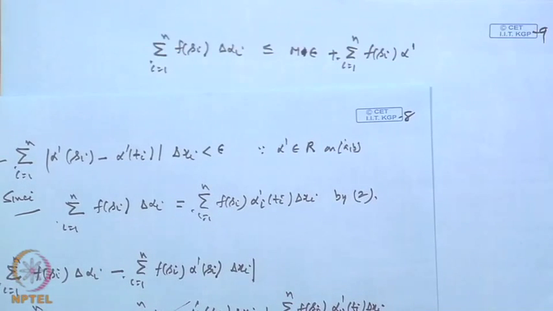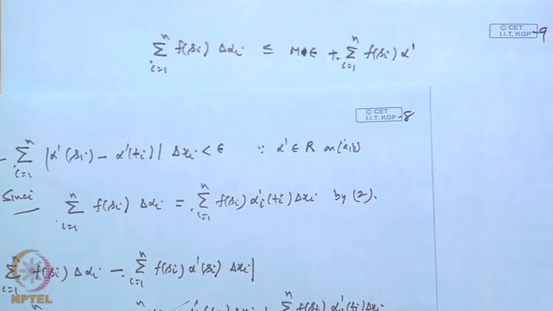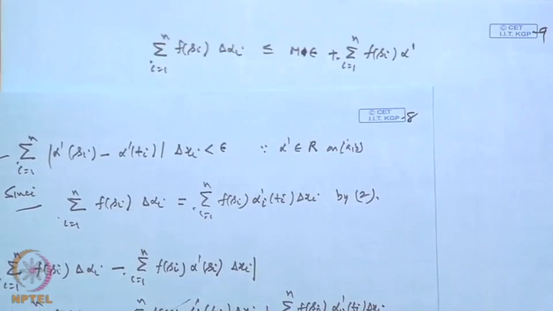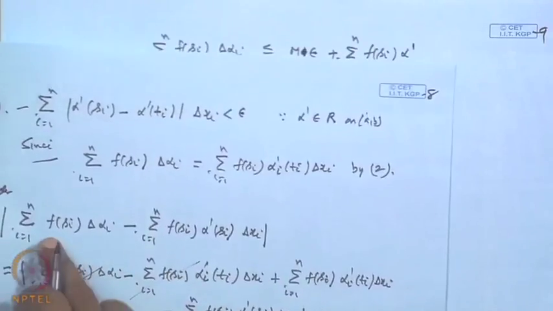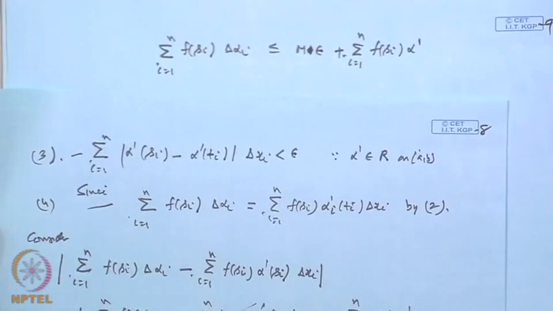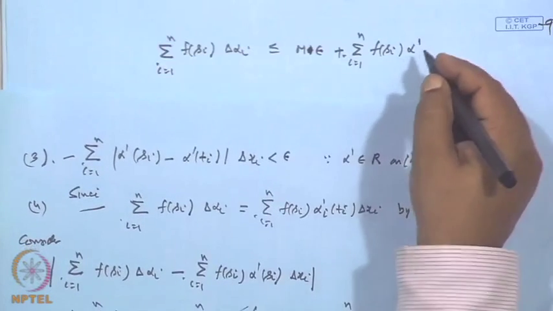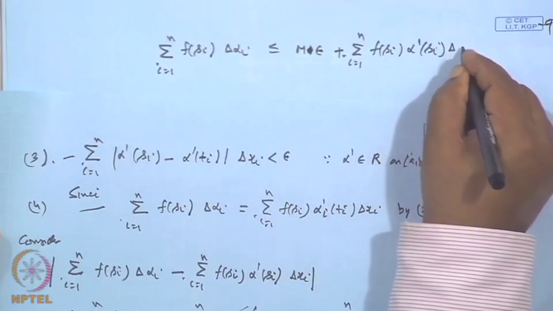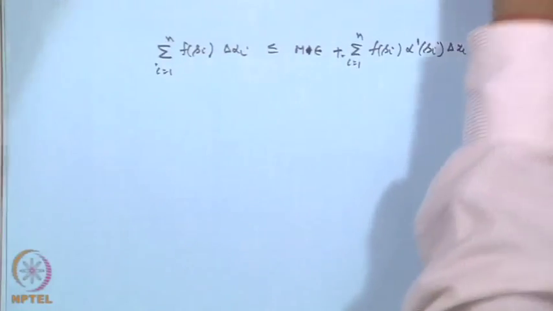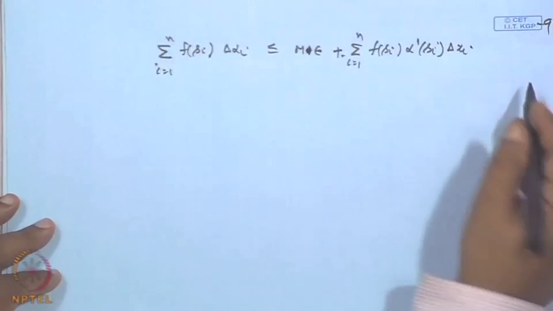f of s_i alpha dash I, this part, and f of s_i you can take outside. So what you are getting is f of s_i delta alpha_i minus this part, which is less than epsilon null. So this thing is less than or equal to this plus this. So f of s_i alpha dash s_i delta x_i. This is 2, which we get from here. So we get this thing.